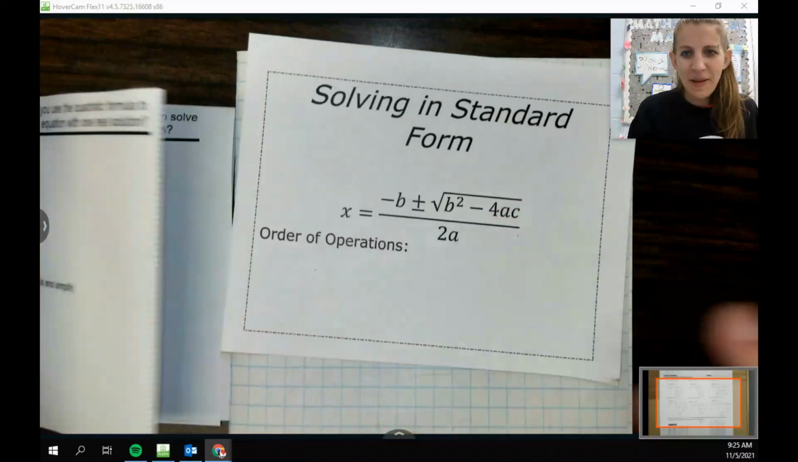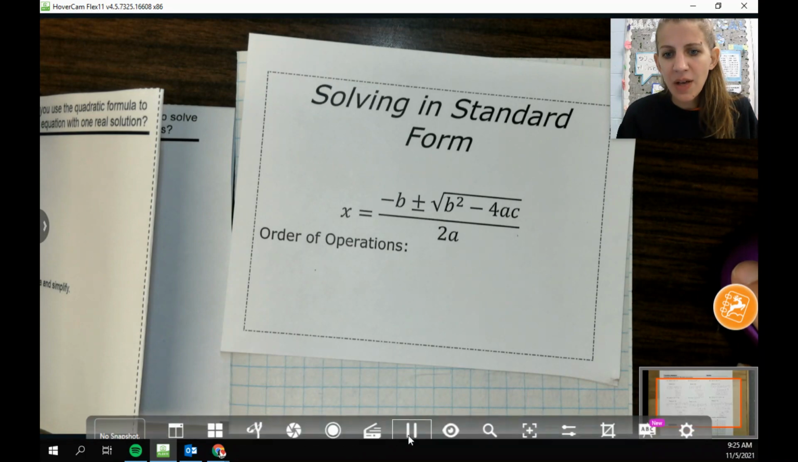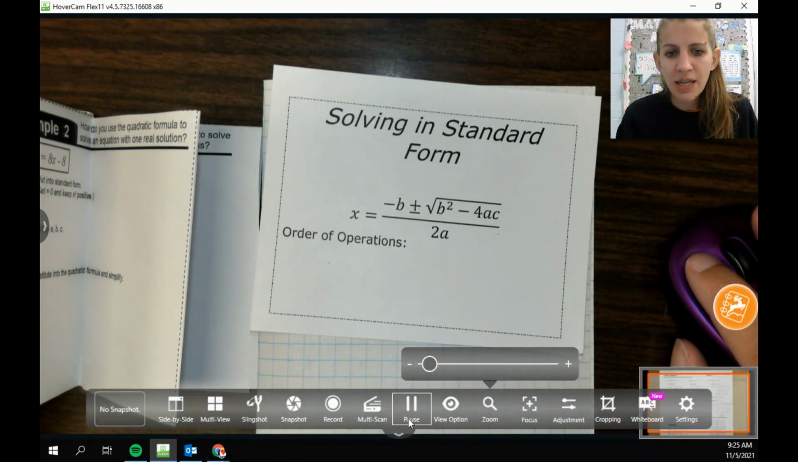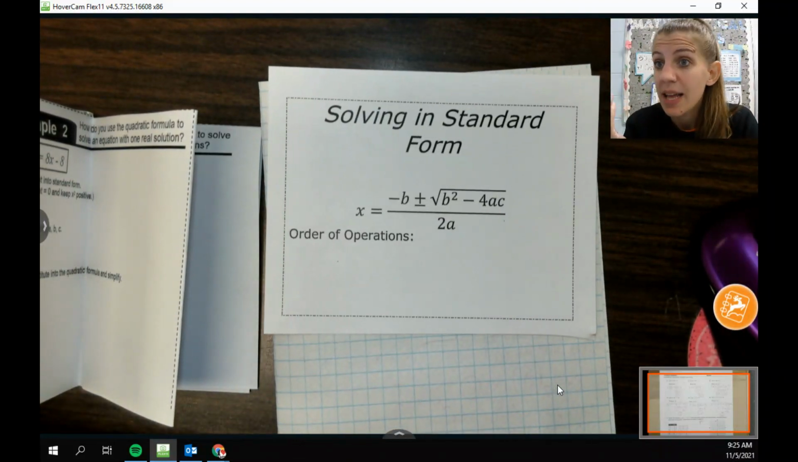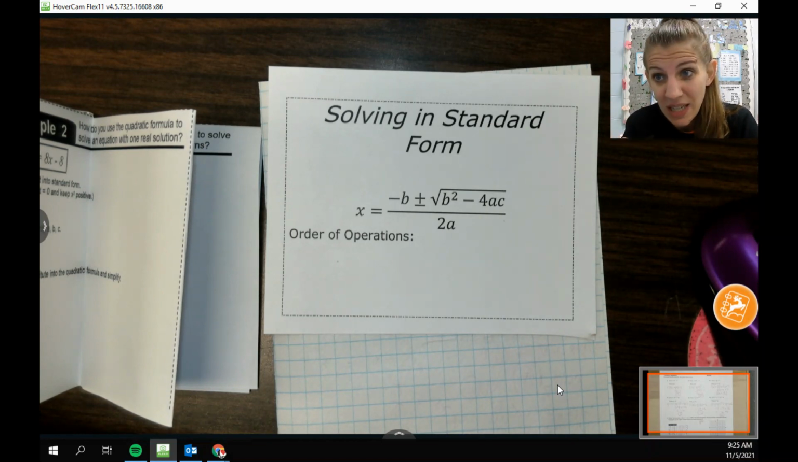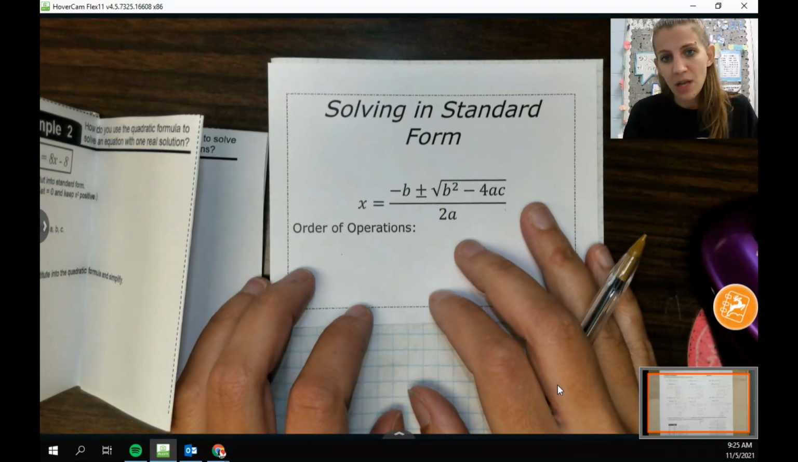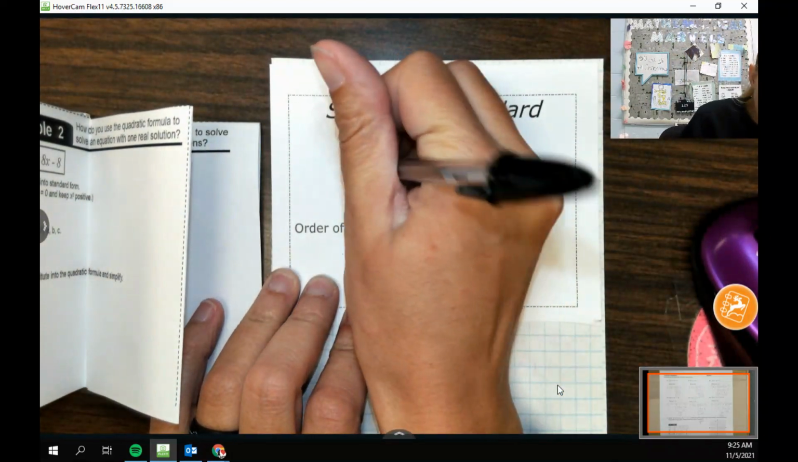All right, guys, we're going to talk about the last way to solve a quadratic today. So this is kind of our last resort. If we are in standard form, we should always try to factor first. But if we can't factor and we don't want to complete the square because, no fun, then the way that I have to solve is by using the good old quadratic formula right here.